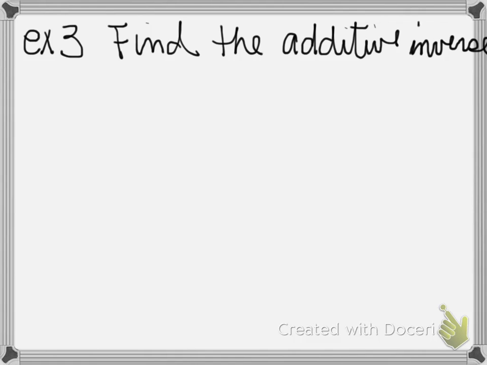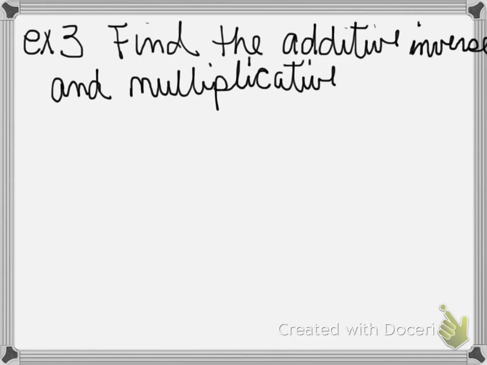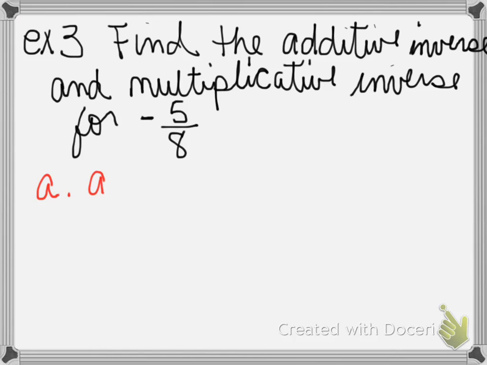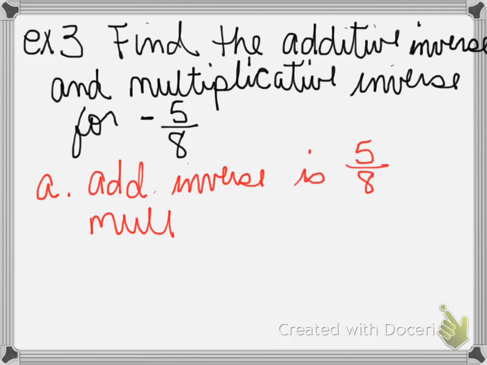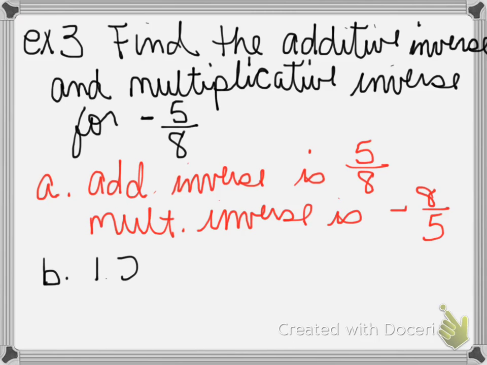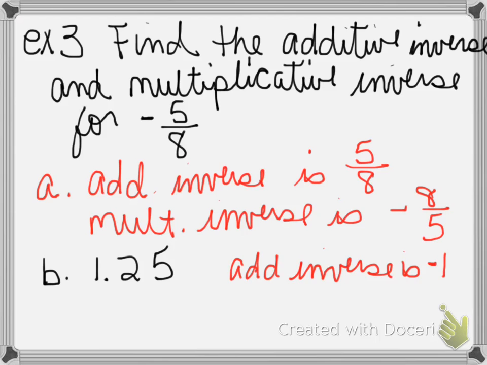Example 3, find the additive inverse and the multiplicative inverse. Additive inverse is just the opposite. So the additive inverse of negative 5/8 is positive 5/8. The multiplicative inverse is flipping it around to negative 8/5. The additive inverse of 1.25 is negative 1.25.